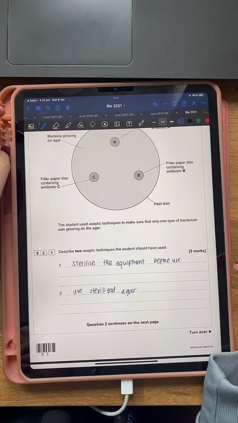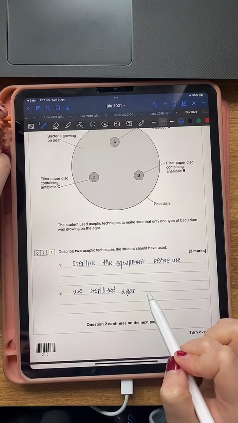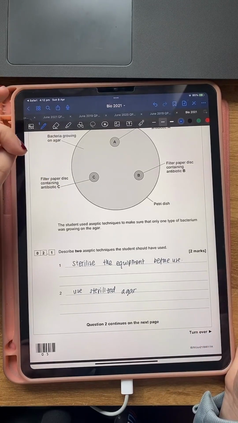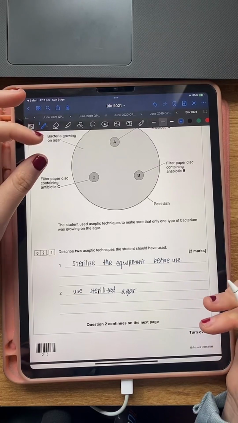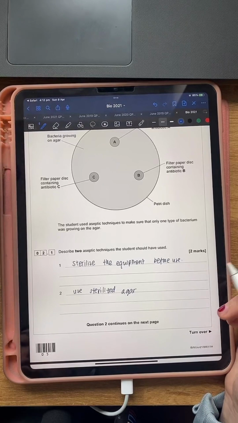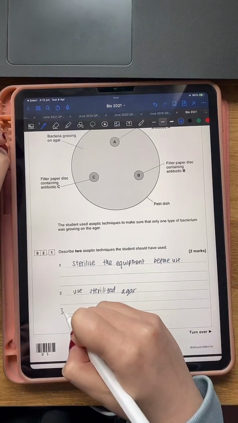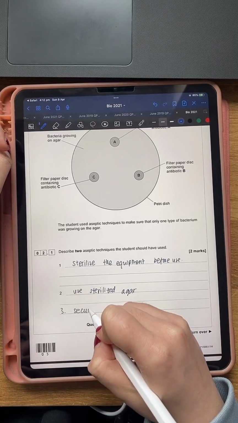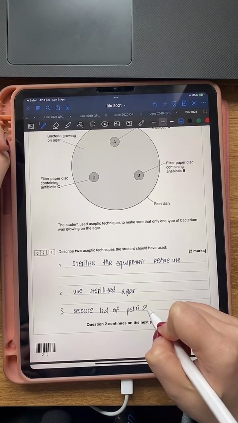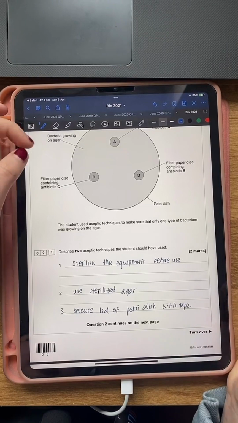So you can say sterilize the equipment before use and use sterilized agar. Washing hands afterwards, that's not allowed. They ignore washing hands. Ignore cleaning as well. You need to talk about sterilizing and securing the Petri dish. So if you were to add another one, secure lid of Petri dish with tape. This is because the air has bacteria that can enter.